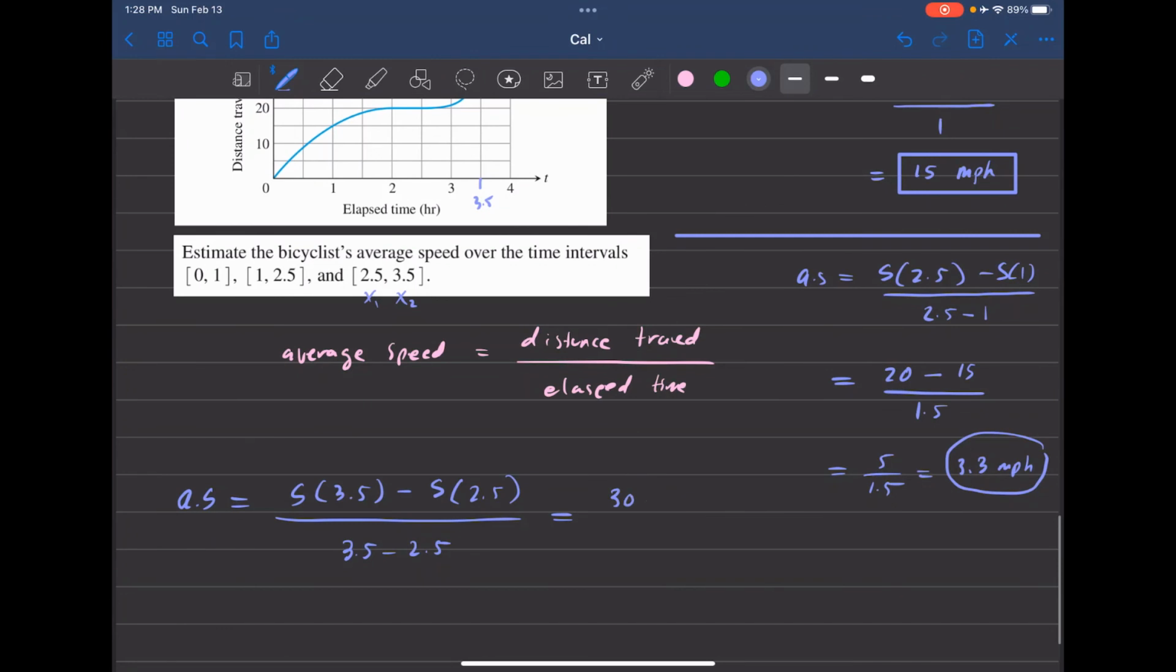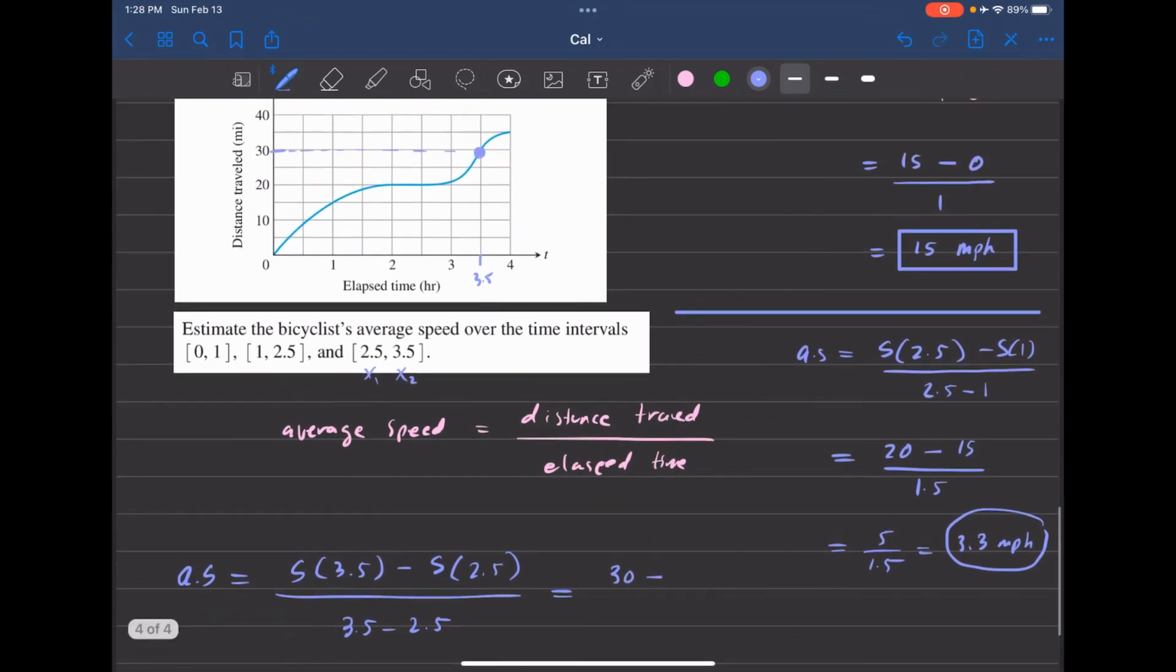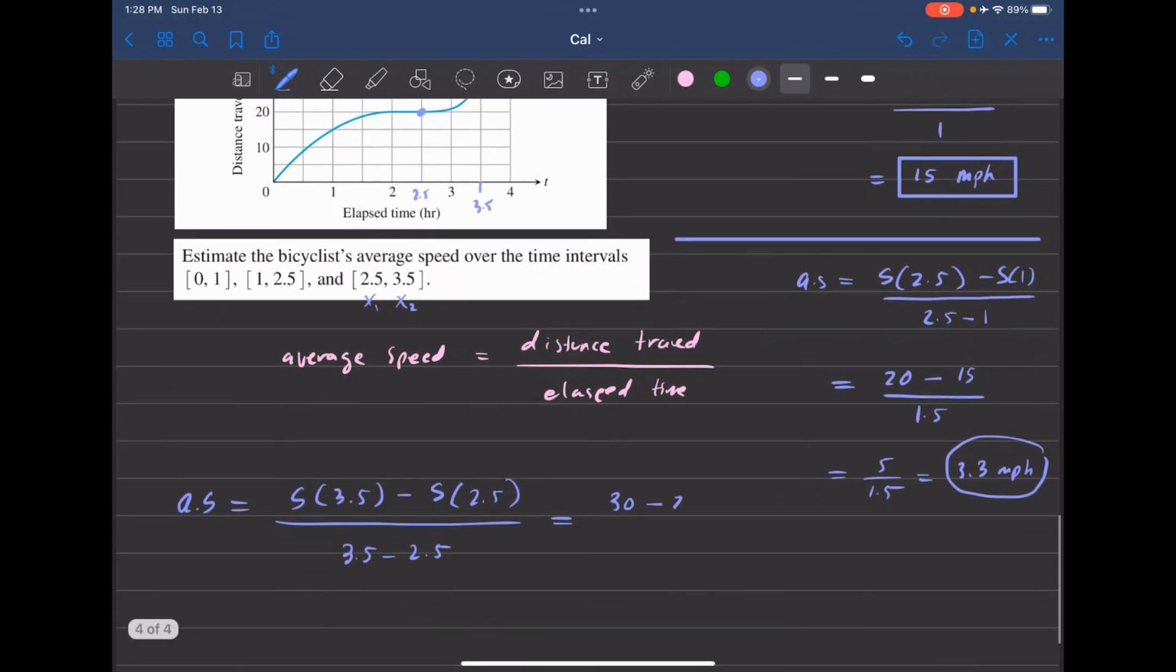So this is 30 minus s of 2.5. We said that that was right here, and from previously we said that's 20. That is 20, and then 3.5 minus 2.5, that's 1. So this will give us 10 miles per hour. So there you have different average speeds over different intervals. All right, so I hope this makes sense.